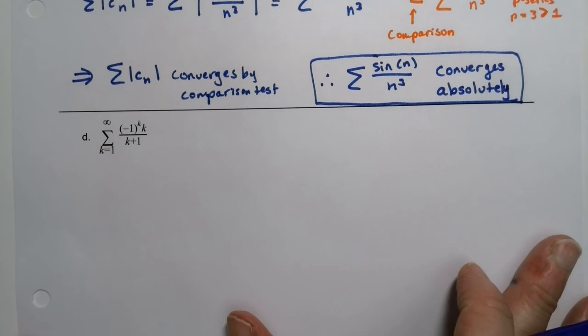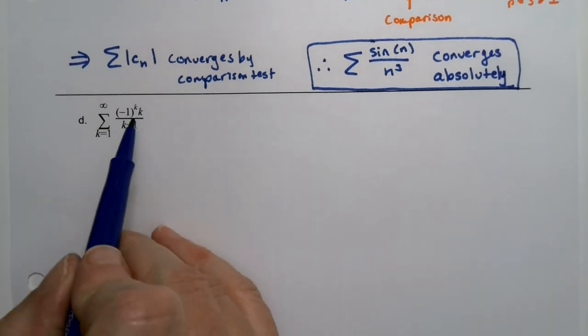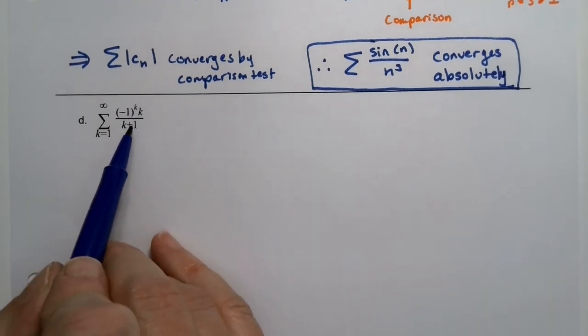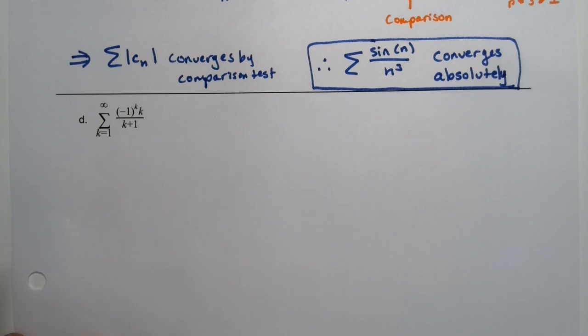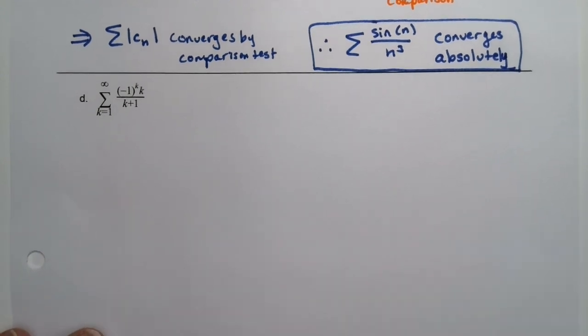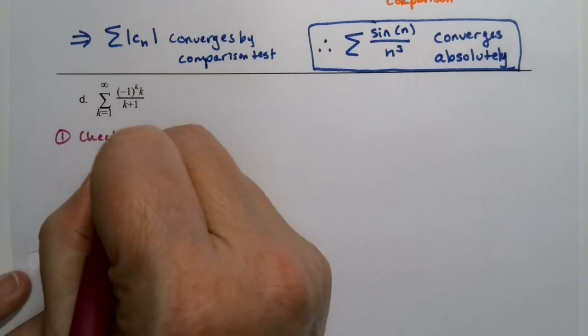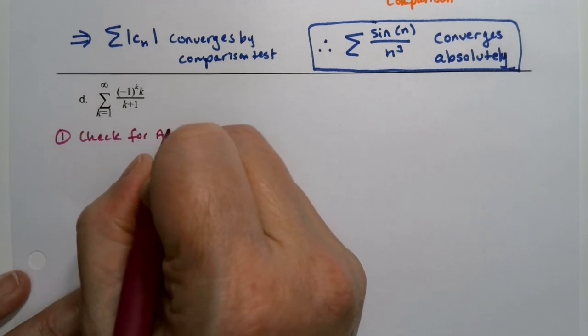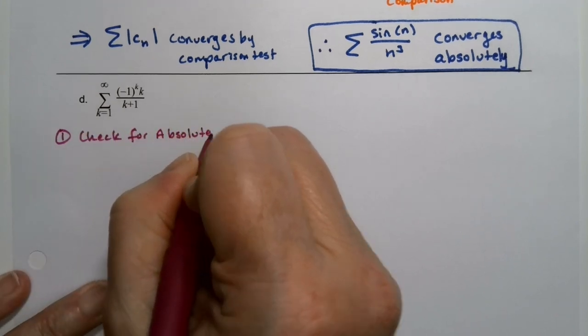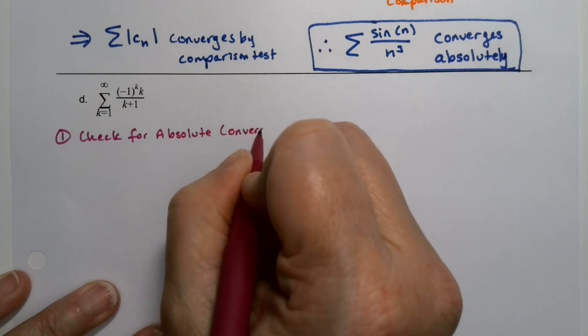All right, last one. So we have negative 1 to the k times k over k plus 1. And just knowing what I know about series, I think we're in trouble. But I'm going to prove why that trouble matters so much. Okay, so step 1, I would want to check for absolute convergence. I'm not going to get it, but I'm not going to get it in a particular way. Absolute convergence.